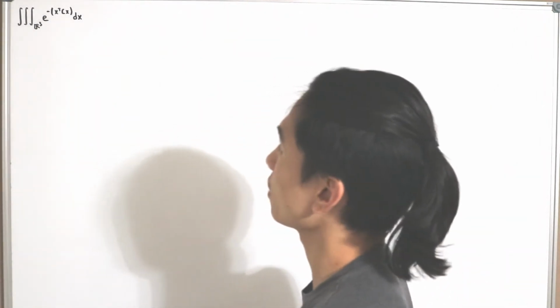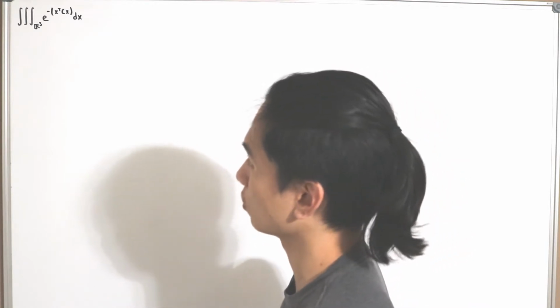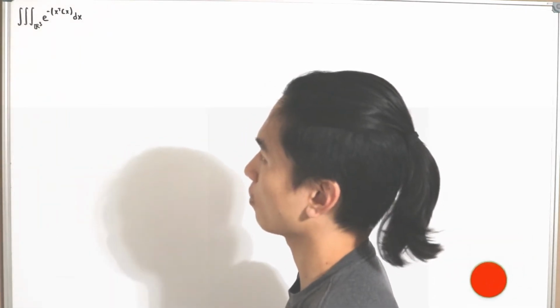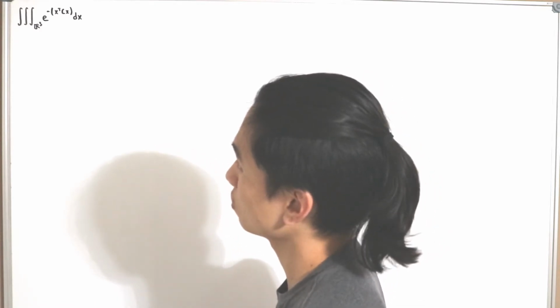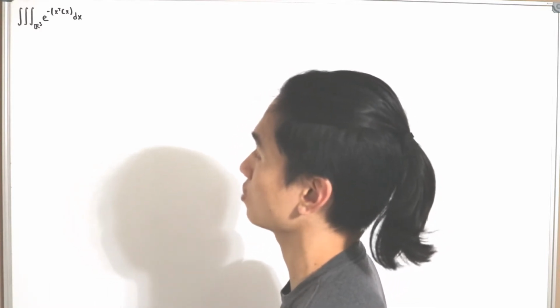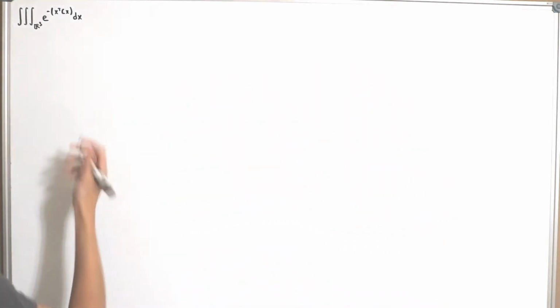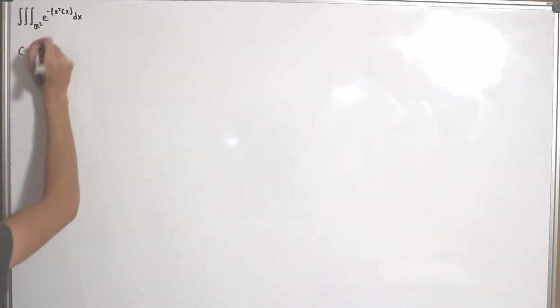So this time for this video we're going to be calculating a triple integral over the third dimension of the reals of e to the power negative x transpose multiplied by capital C times x dx. Keep in mind the x values are actually vectors. I forgot to write that we're given that our capital C is a 3x3 symmetric matrix in particular.